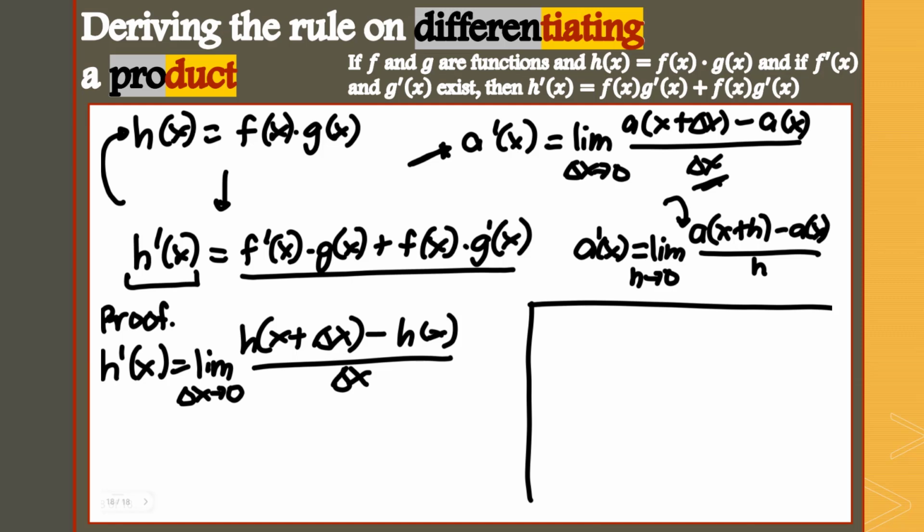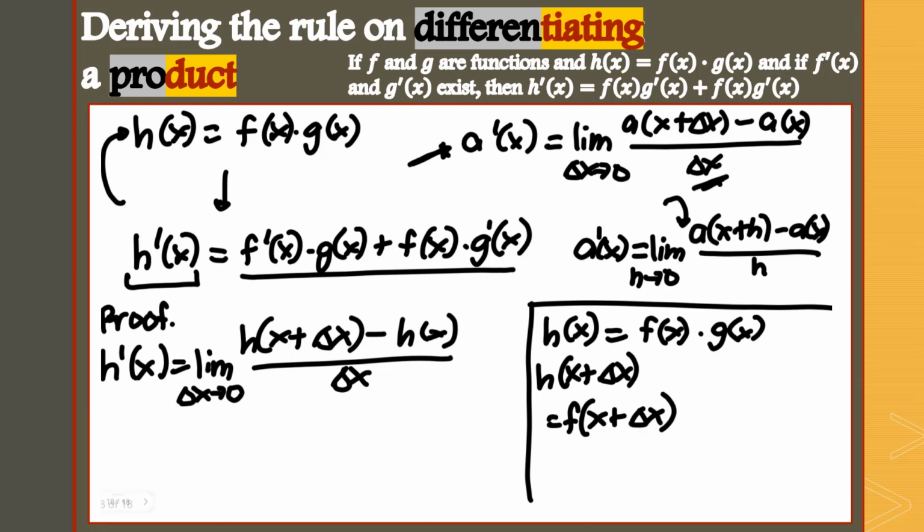I'm talking about h of x already identified as f of x times g of x, right? In short, h of x plus delta x is also equal to the product of f of x plus delta x and g of x plus delta x, simply by changing x to x plus delta x. Okay, why do we need this?